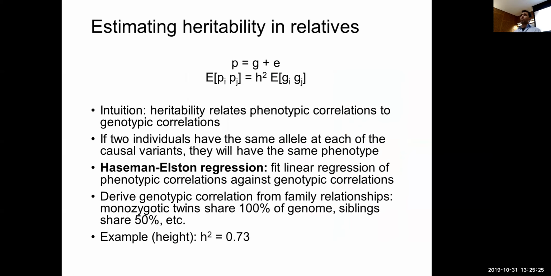Now let's get to actually estimating heritability. So going back to this, phenotype is genetics plus environment. And we can now start asking about the correlation between pairs of individuals in their phenotype and the correlation between pairs of individuals in their genotype. And heritability is nothing more than the relationship between the two, okay? So heritability basically tells me how much I can predict similarity in phenotype if I know similarity in genotype. If two individuals are 100% genetically identical and I find them to be 100% phenotypically identical, then I know that my heritability is 100%, okay? If two individuals are 50% identical and I predict 50% identical, again, heritability is 100%.